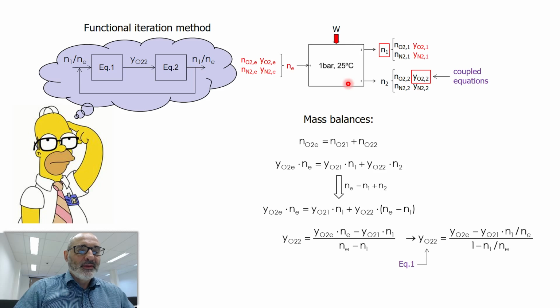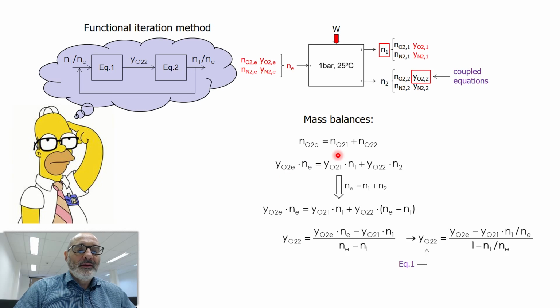So let's see how this could work. Let's see our mass balances. So I know that the total molar input flow rate of oxygen is equal to the molar flow rate at 1 plus the molar flow rate at 2. That's okay. I can write this in terms of oxygen's concentration. So N O2 at E is the total molar flow rate times the molar concentration.